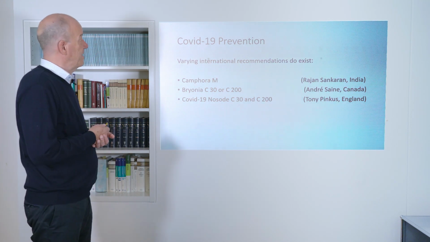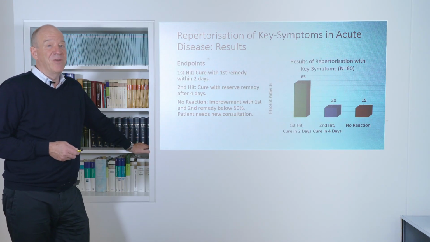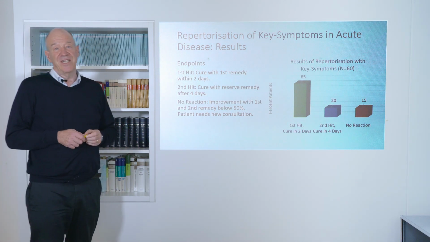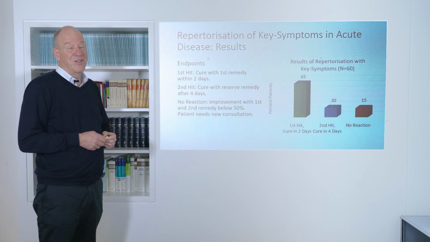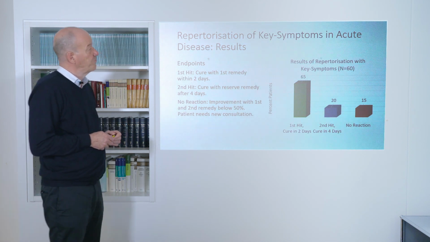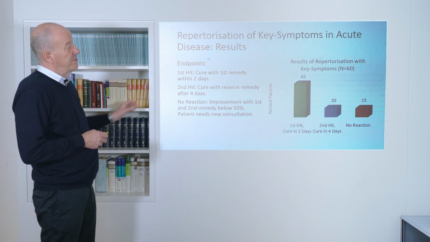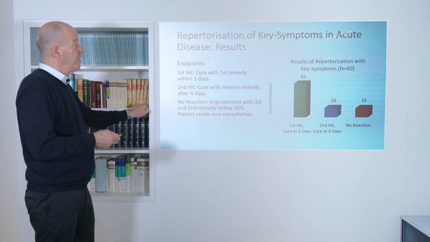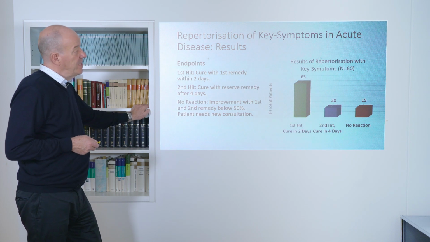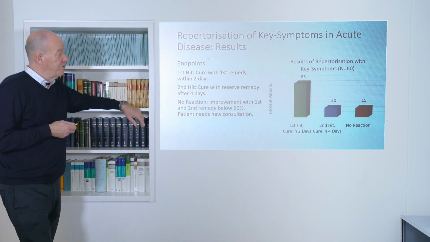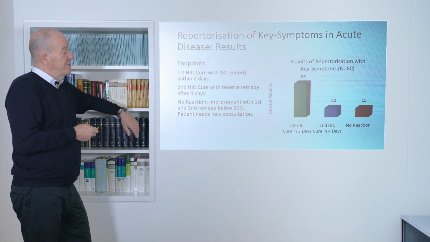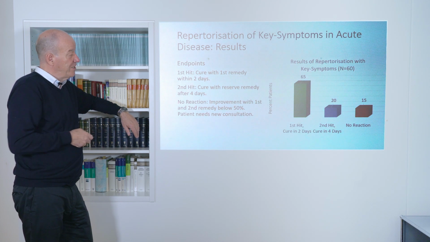During the first wave of the corona epidemic, we made a prospective outcome study to know how the repertorization of the key symptoms affects our results. In that outcome study, we included all acute disease, not only corona cases. And to make a study, we first have to define our endpoints. Our endpoints were first hit, second hit, and no reaction.